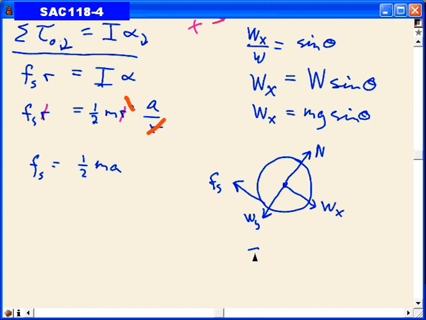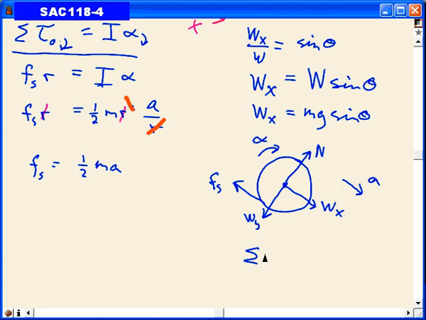I want to do the sum of the forces. Oh, and there was some acceleration there. There's also some angular acceleration alpha. But the sum of the forces, this one should be looking like a straight line. Looks a little bit too curved for my liking. Let's try that again. There we go.